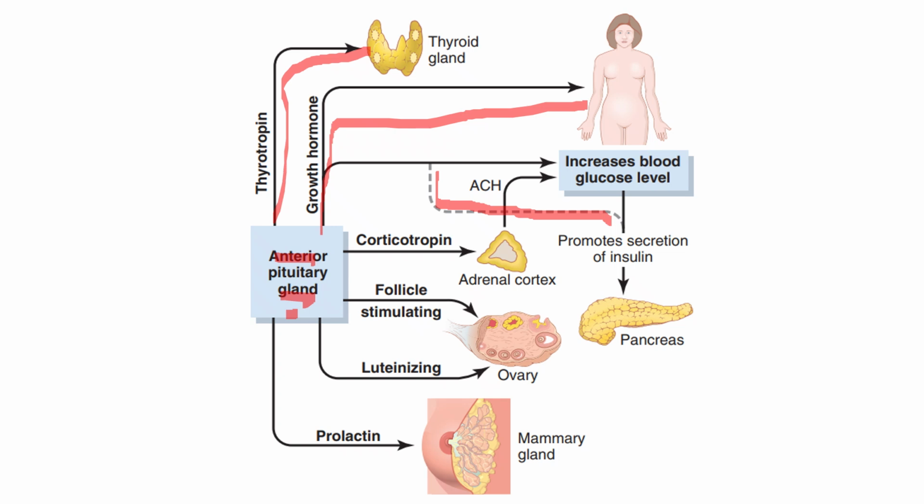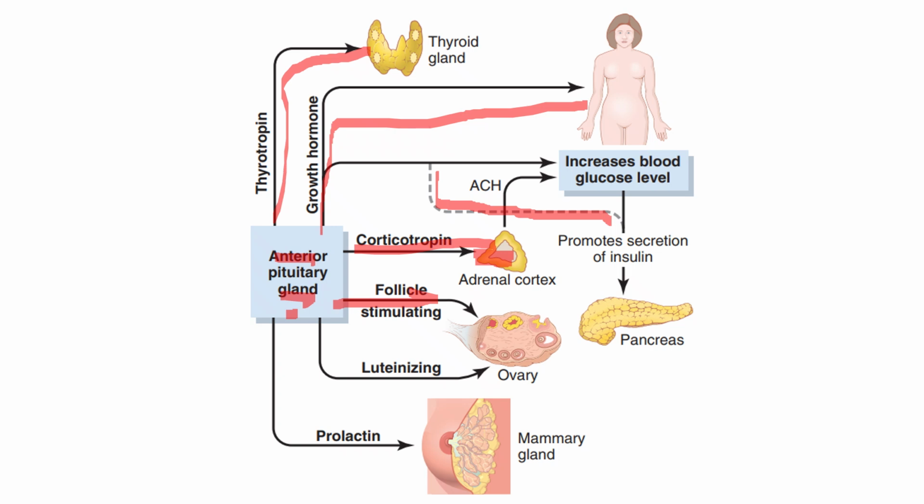Then corticotropin, or the adrenocorticotropic hormone. This hormone targets the adrenal cortex, and it stimulates the secretion of glucocorticoids like cortisol, which increase blood glucose and also help in responding to stress.